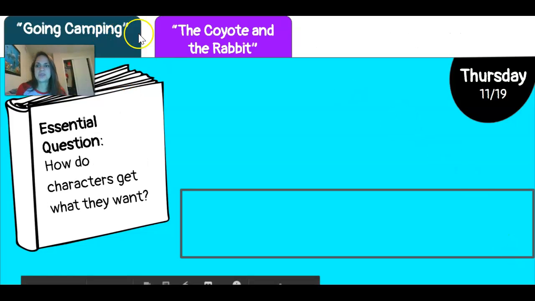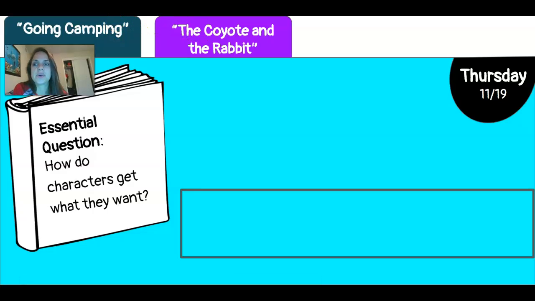All right, here are the two texts that we're going to read today. We're going to reread Going Camping, and our new text is called The Coyote and the Rabbit. We're going to think about our essential question: how do characters get what they want?